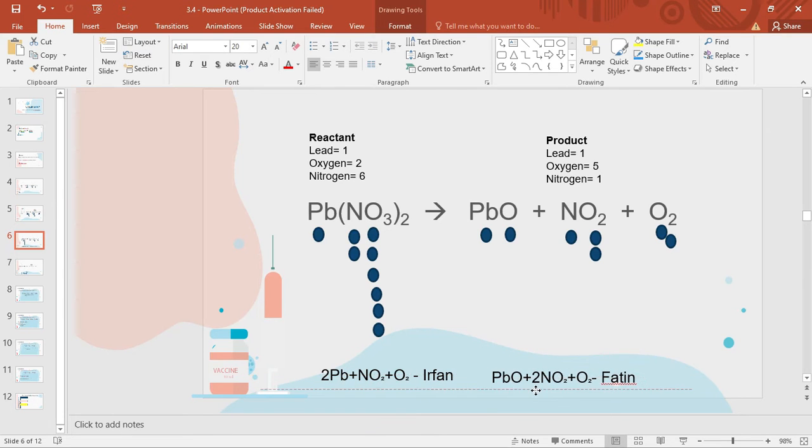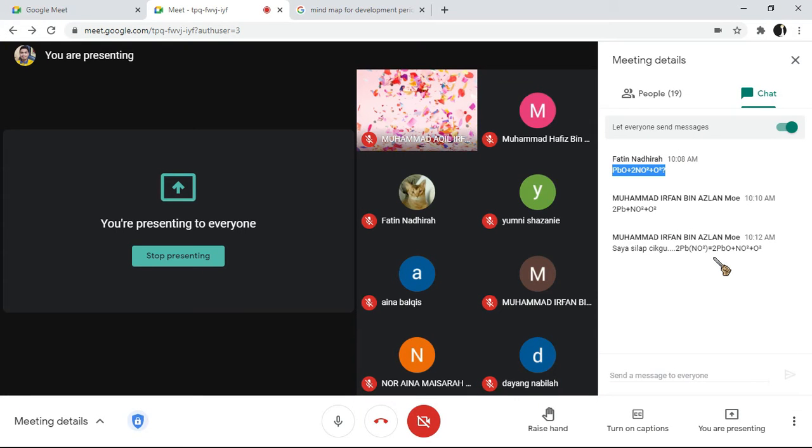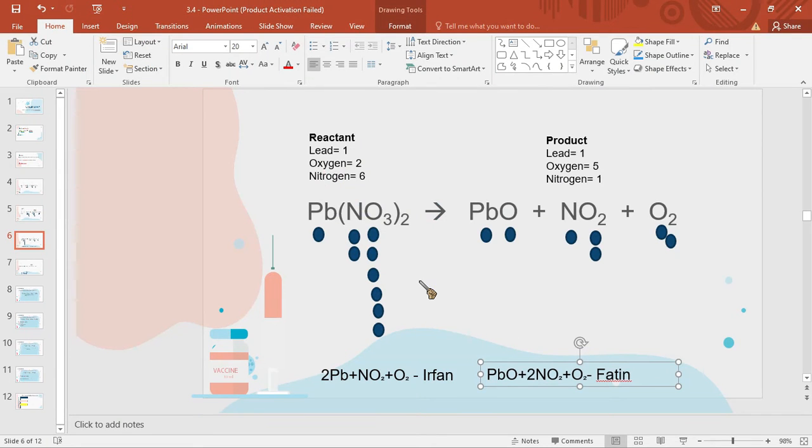Okay. Here I wrote some of your friends' answers that they gave in the chat. We see first, and then we compare. Here you can see lead in the reactant has one atom, and also at product one. Hold first. Now we go to nitrate, NO3 bracket 2.